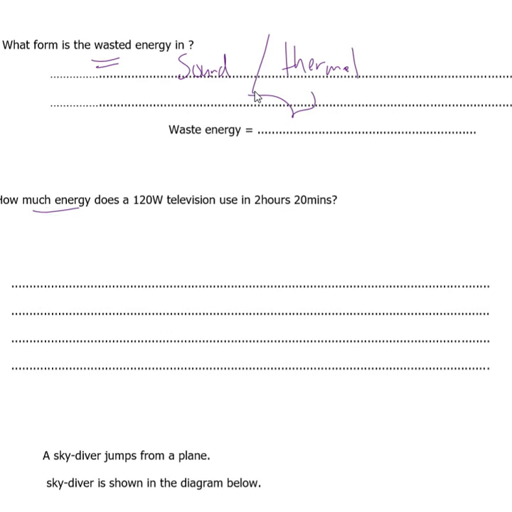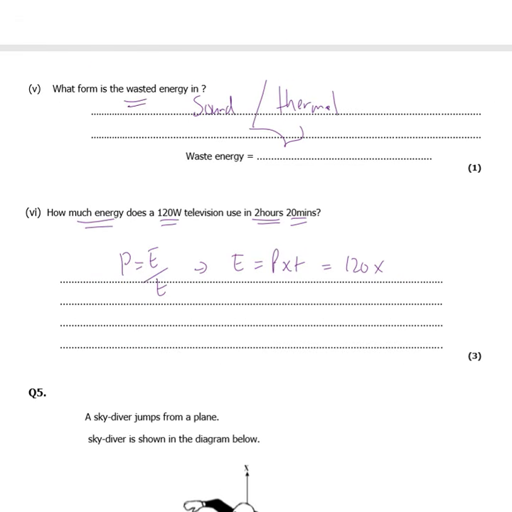Now this one again, energy. What we have is power equal to energy over time. Rearrange: energy is equal to power times time. Now power is given. Now we need to convert this. So we have 2 hours. How much is 2 hours?